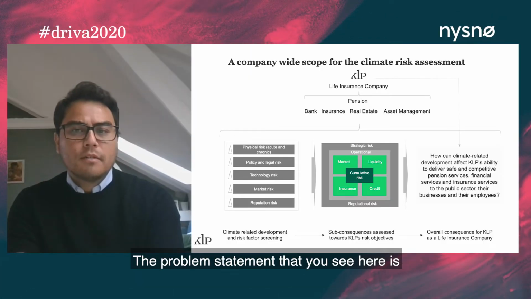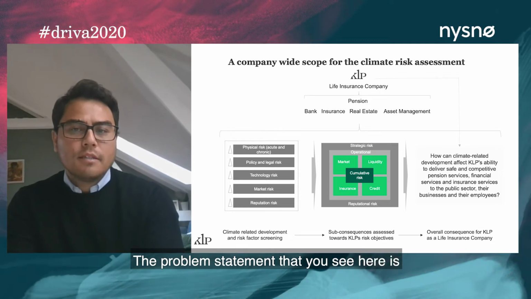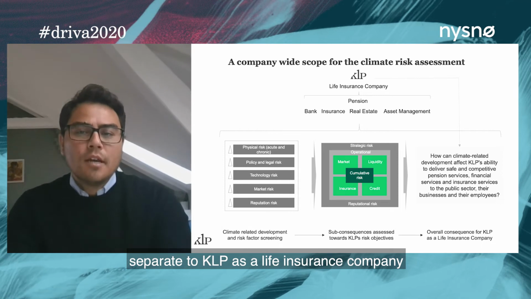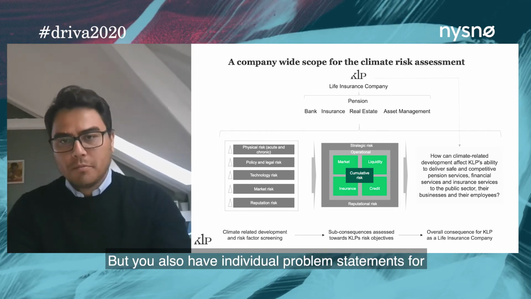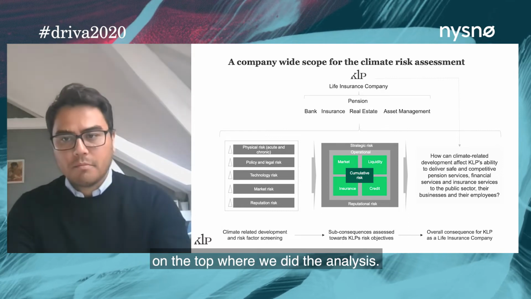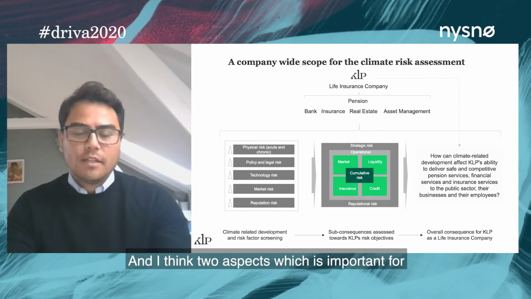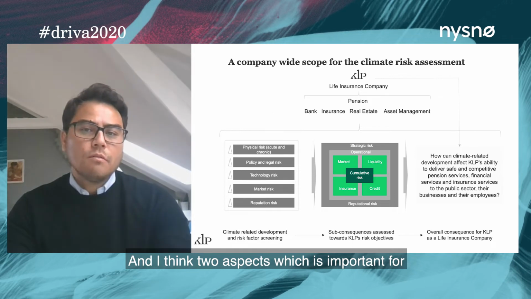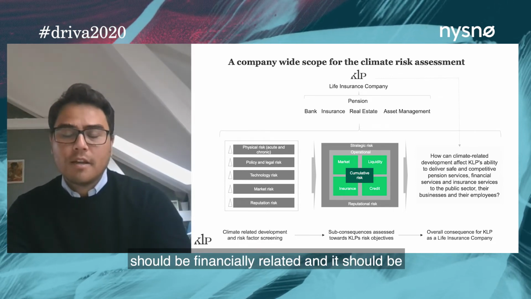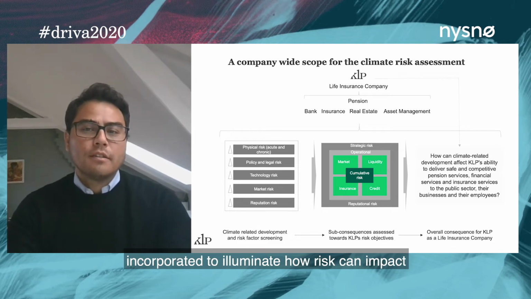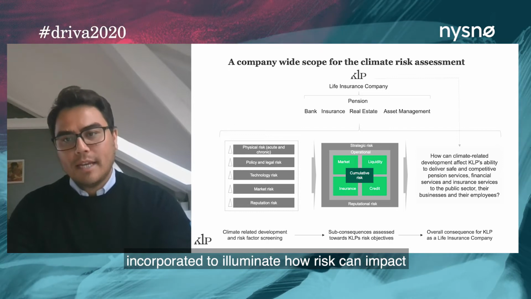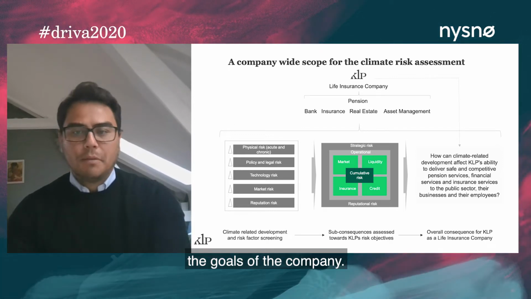The problem statement that you see here is related to KLP as a life insurance company, but we also had individual problem statements for the different segments of KLP, as you see on the top, where we did the analysis. And I think 2 aspects which are important for the problem statements are, of course, that they should be financially related, and they should illuminate how risk can impact the goals of the company.